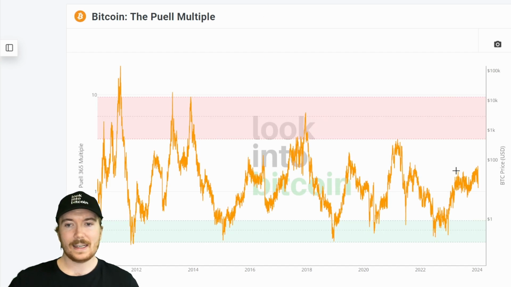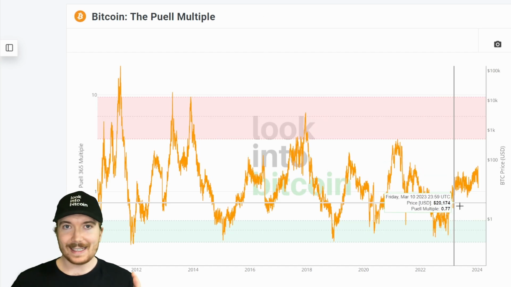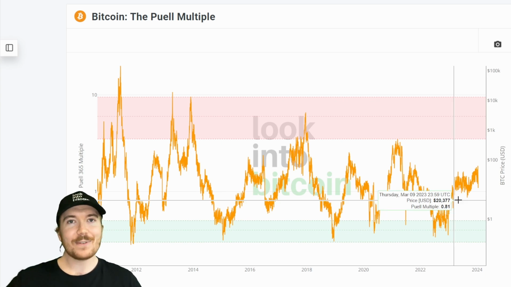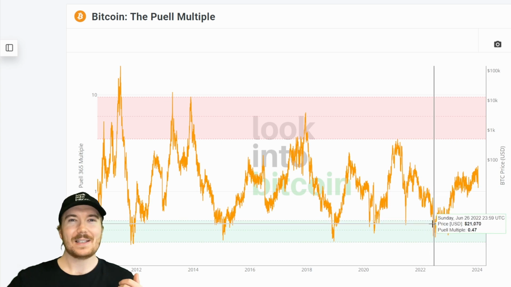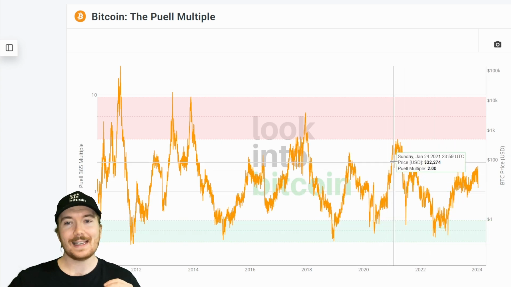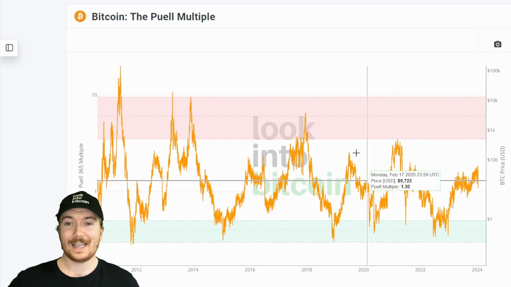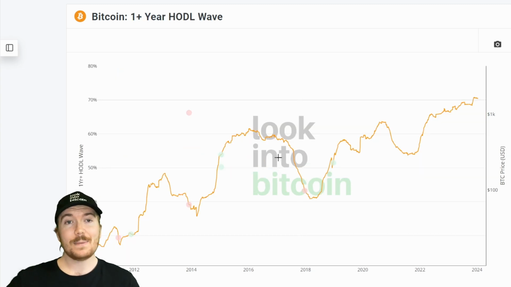Same for on-chain data. We want the market to be seemingly in despair. Everyone's capitulated, including miners. Earnings are down. Everything that can go wrong has gone wrong. That's the best period to buy. And when everything seems like it couldn't be better, it's probably not a bad time to sell up in these red areas. Same is true for the 1-year HODL wave, another on-chain metric.